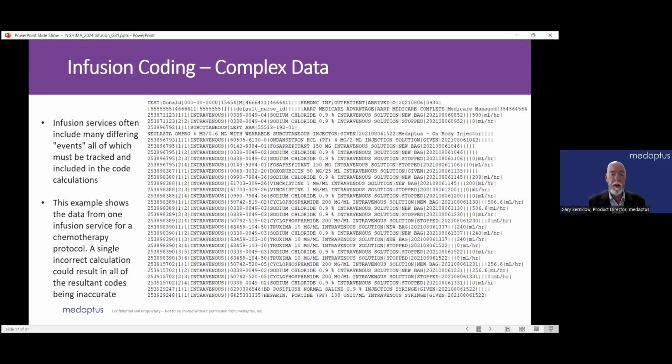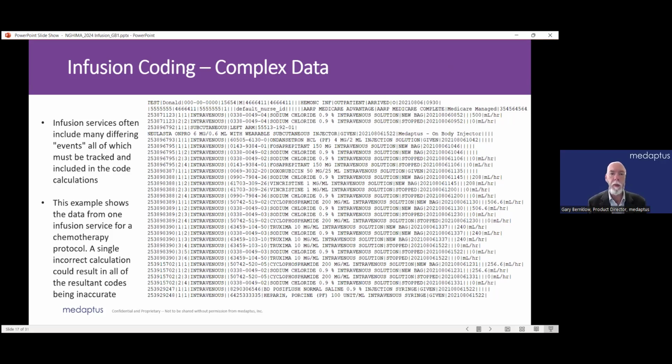But this is a listing of all the events that coders or your nurses have to take into consideration when they're actually trying to create the billable codes for their services. A single incorrect calculation anywhere in here could result in all of your billable codes being inaccurate. And that's kind of the point I'm trying to make. It's very complex. In addition to the drug names and types, you may see an NDC code in here as well. That's the numbers right here that have the dashes in between them. Those are NDC codes, and that's what we at Medaptus use to identify what type of drug was infused.